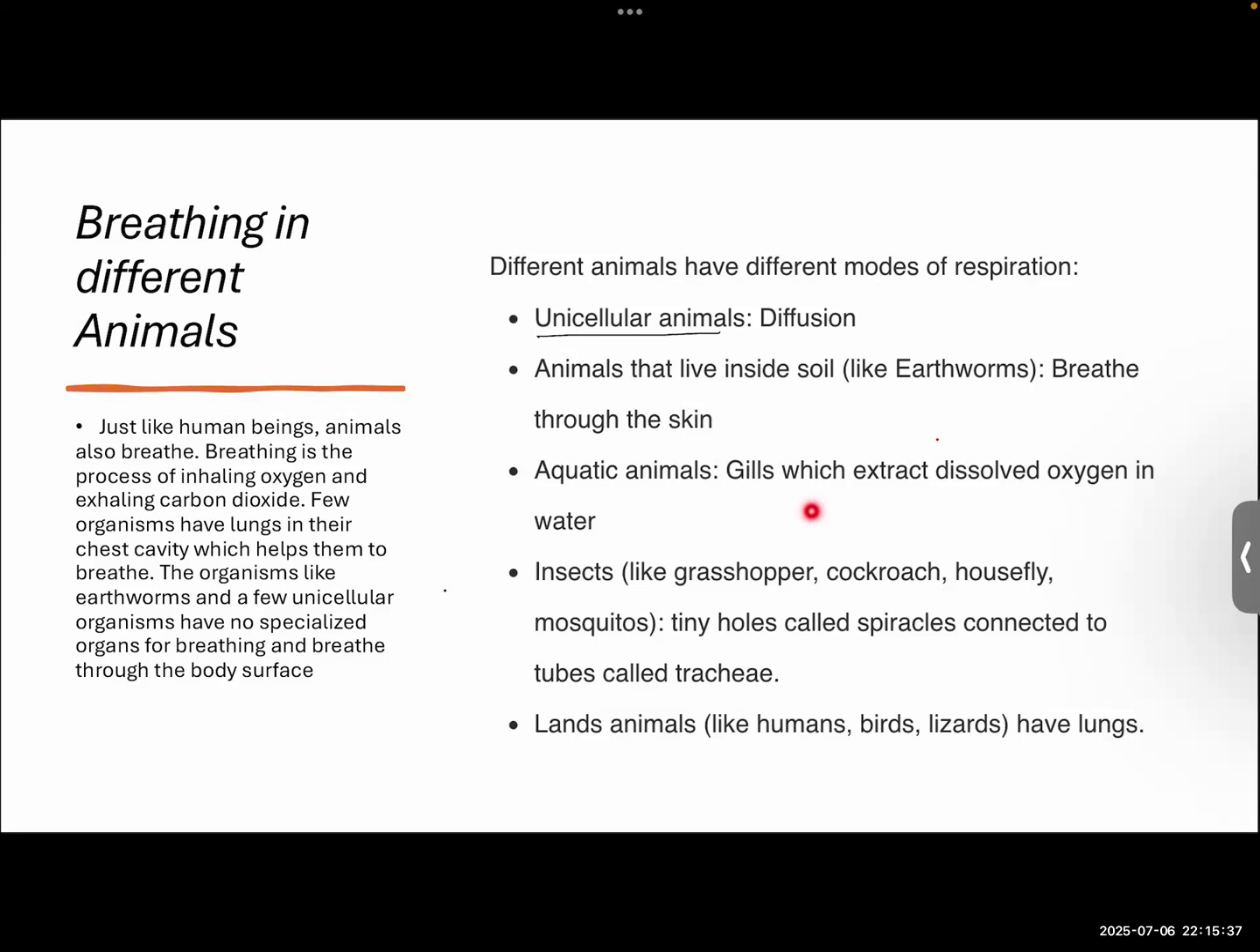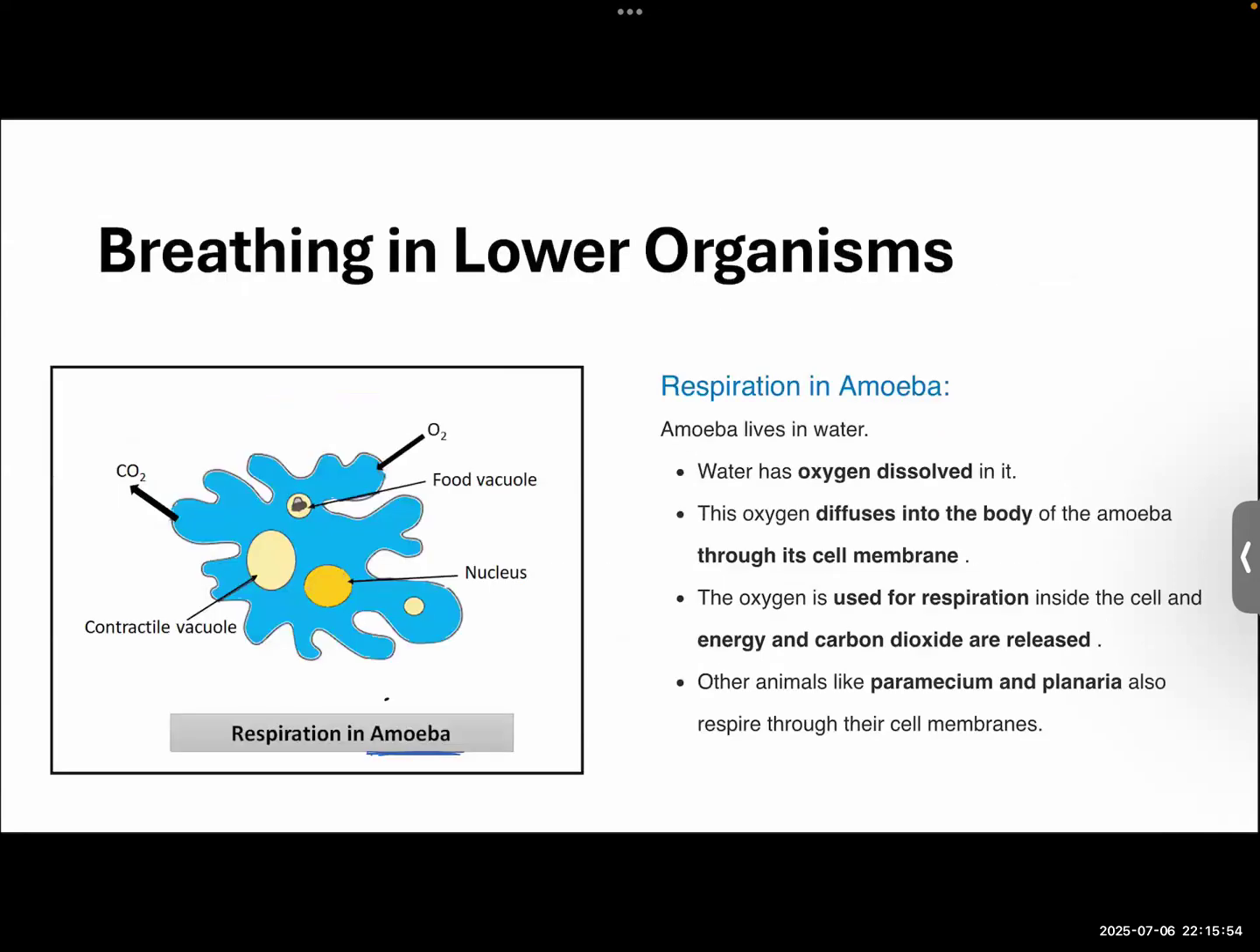Okay, continuing with this. Then we'll be learning about insects like grasshoppers, cockroaches, the housefly, and even mosquitoes, how they take in oxygen. Then we have land animals like humans, which we have already learned. Then we'll be learning about birds and some other animals that possess lungs in order to breathe. Cockroaches breathe from tiny holes in their body called spiracles.